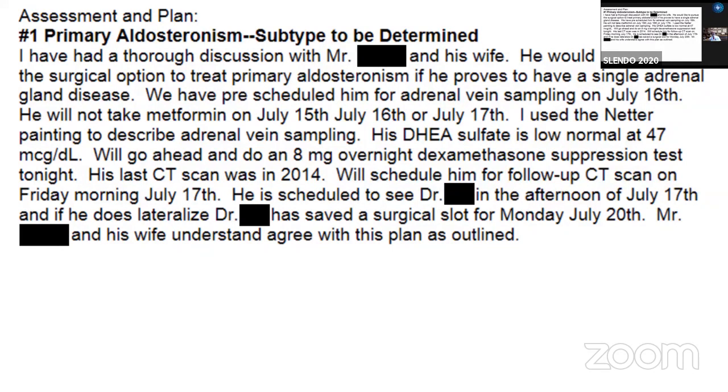His DHEA sulfate was low normal at 47. So I was worried, remember, he's got bilateral adrenal nodules. He didn't have clinical Cushing's, but could he have subclinical glucocorticoid secretory autonomy? When I really want to know the answer to that, I don't waste time with a 1 milligram overnight dex. I give an 8 milligram overnight dex. Everyone, after 8 milligrams of dex, should have zero cortisol the next morning. This is going to tell me whether he has any autonomous production of cortisol from either of his adrenal nodules.